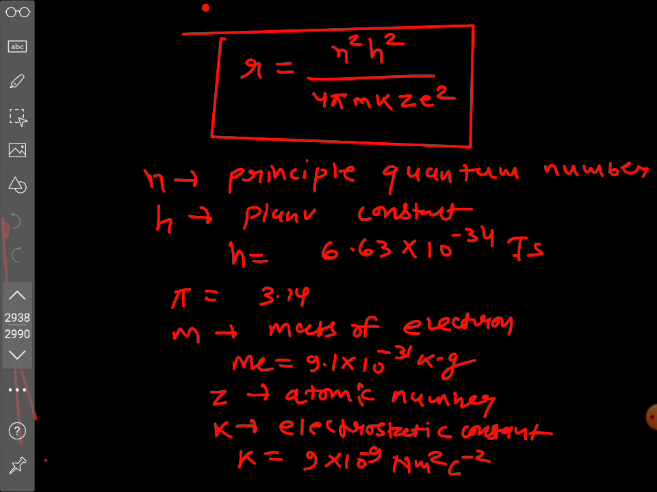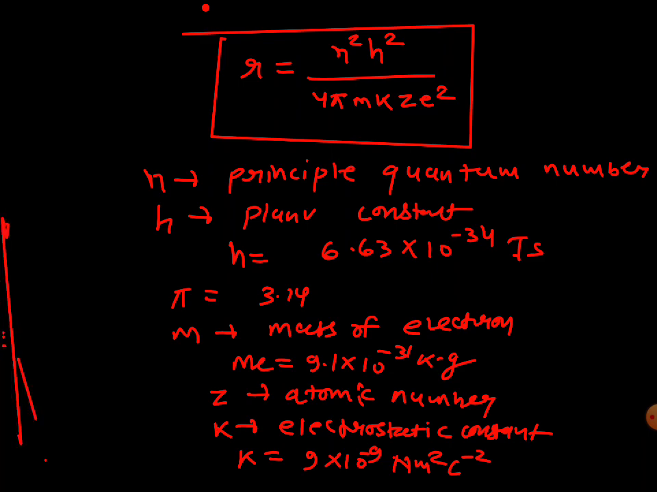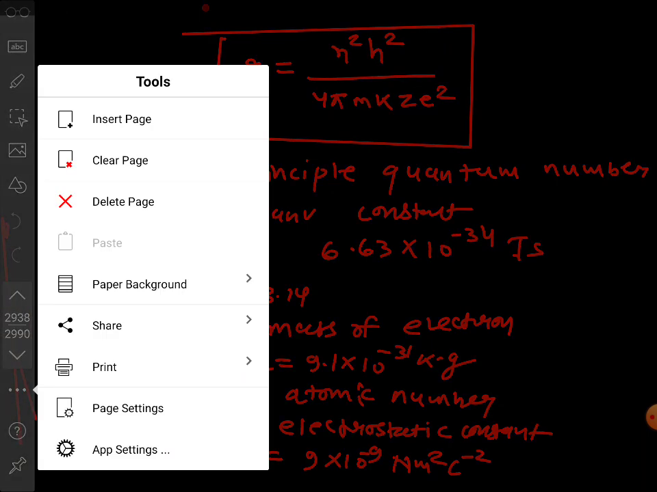See, here most of the things are constant. h is a constant, except n, which is the principal quantum number. All the other values are constant. So it is very clear that the radius of the permitted orbit is proportional to n², the quantum number squared.